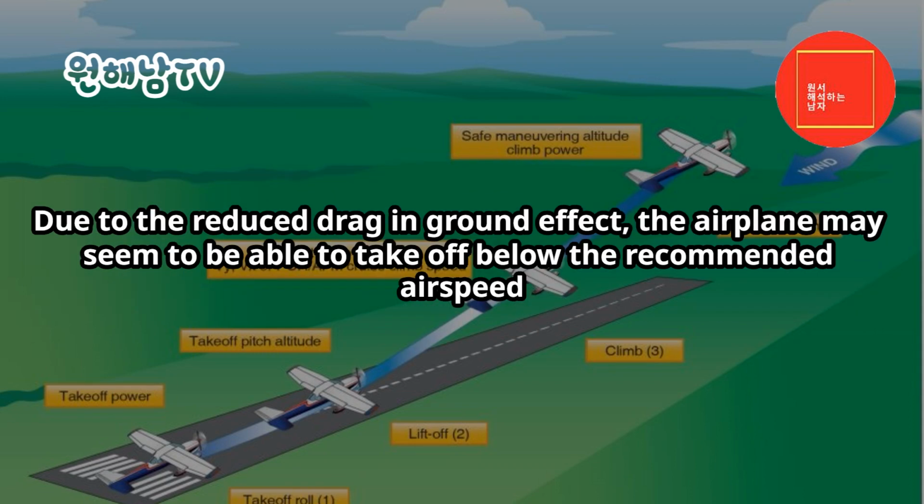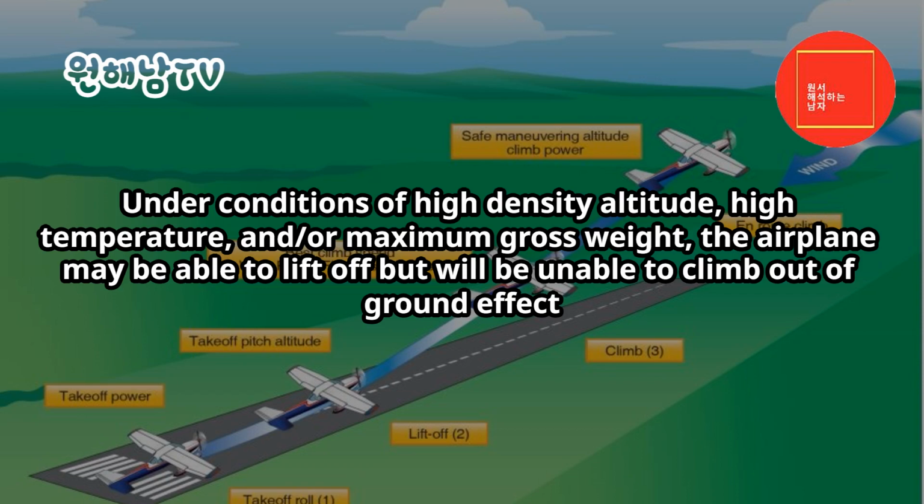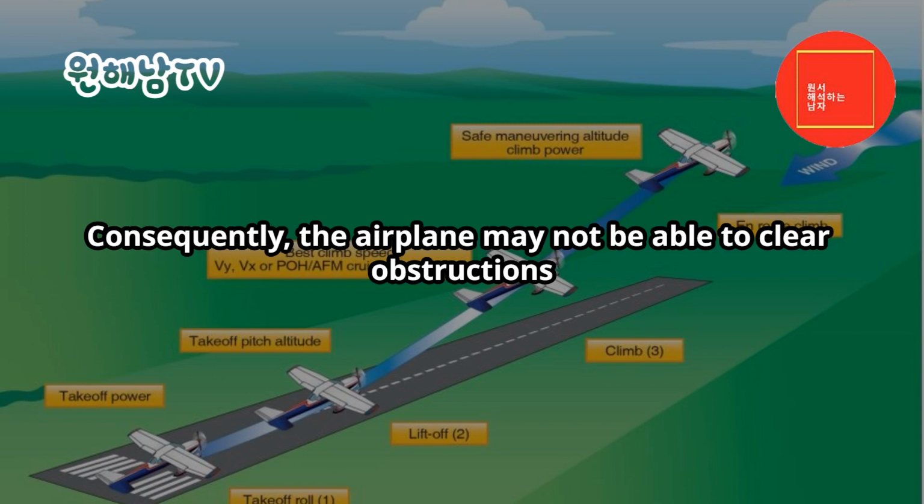Due to the reduced drag in ground effect, the airplane may seem to be able to take off below the recommended airspeed. However, as the airplane climbs out of ground effect below the recommended climb speed, initial climb performance will be much less than at Vy or even Vx. Under conditions of high density altitude, high temperature, and/or maximum gross weight, the airplane may be able to lift off but will be unable to climb out of ground effect. Consequently, the airplane may not be able to clear obstructions.